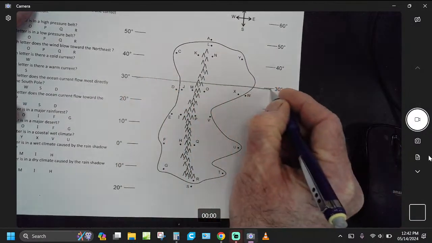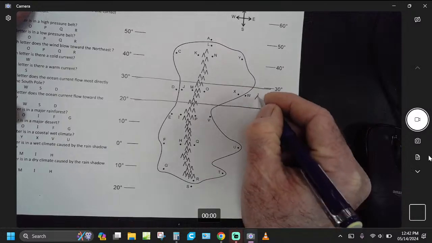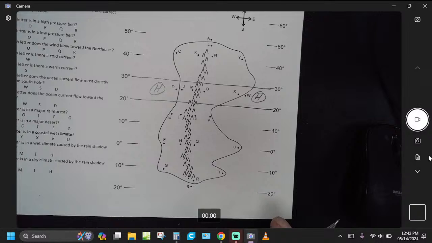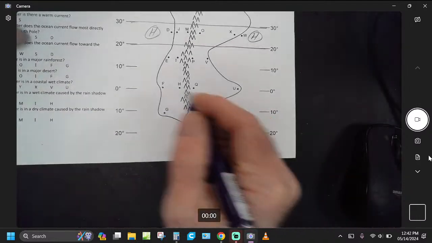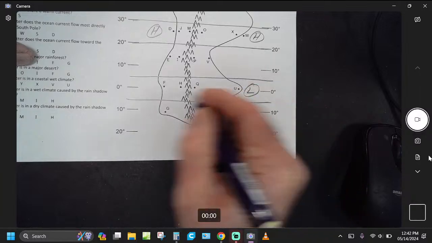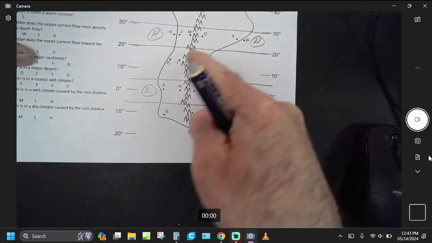So first, 20 to 30 degrees. This is the high pressure. We'll pull it out. Low pressure should be at the equator. So this is never any different. I don't need the continent here to do this.